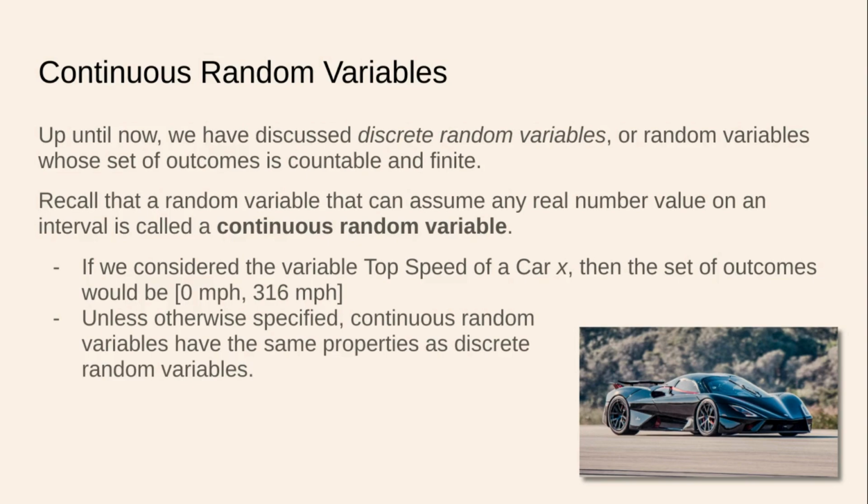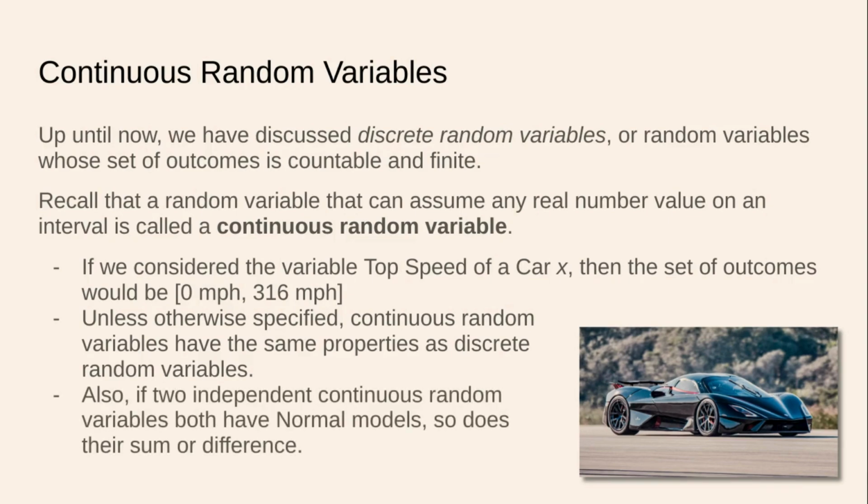Unless otherwise specified, continuous random variables have the same properties as discrete random variables. So that's good to keep in mind. All the properties we learned about with discrete random variables apply to continuous random variables unless I make an exception.